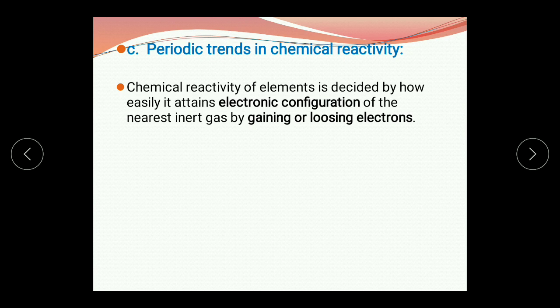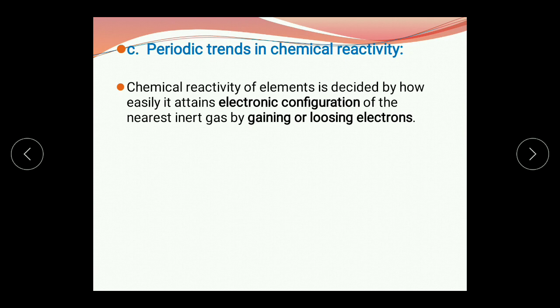We know about the octet rule. That means in the valence shell, there should be 8 electrons to attain stability. The exception is the first shell, where 2 electrons is enough. Now, to attain that octet, what is the way in front of those elements? Either they can lose electrons or they can gain electrons. Hence, the element in nature tries to achieve stability by having 8 electrons, the same as the noble gas near to them.